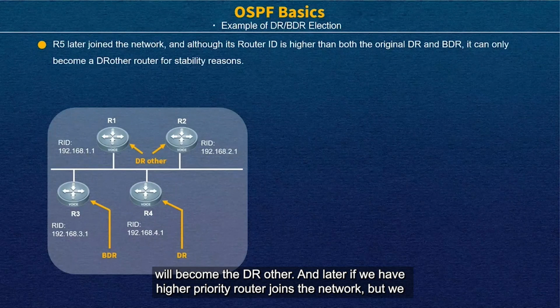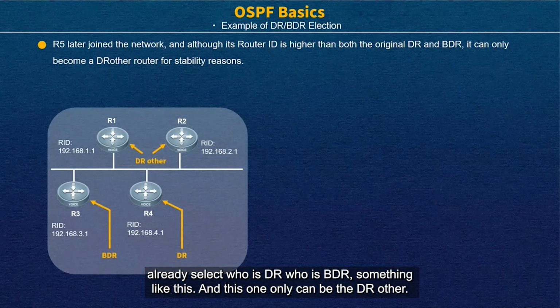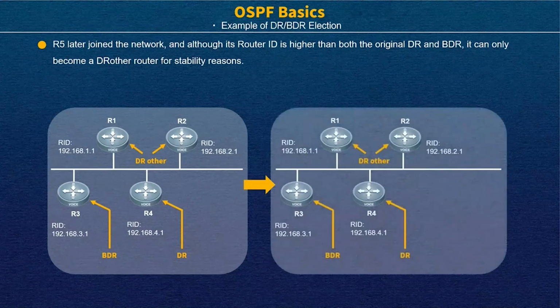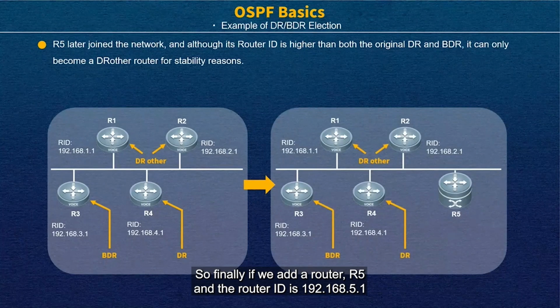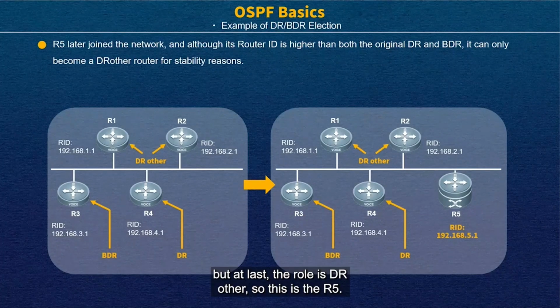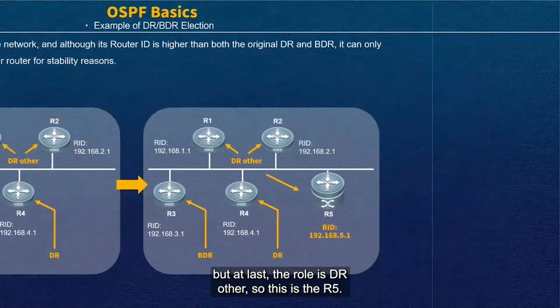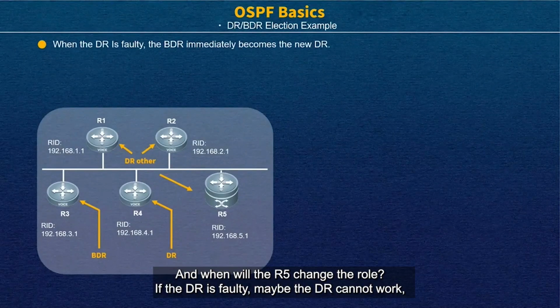And later, if we have a higher priority router join the network, but we already selected who is DR, who is BDR, something like this, this one only can be DR other. So finally, if we add a router, router 5, and the router ID is 192.168.5.1, but the role is DR other. So this is router 5.